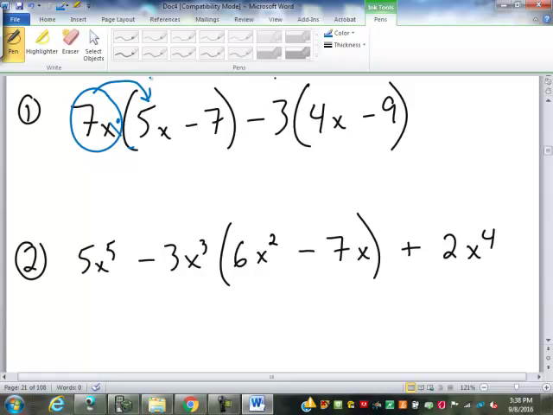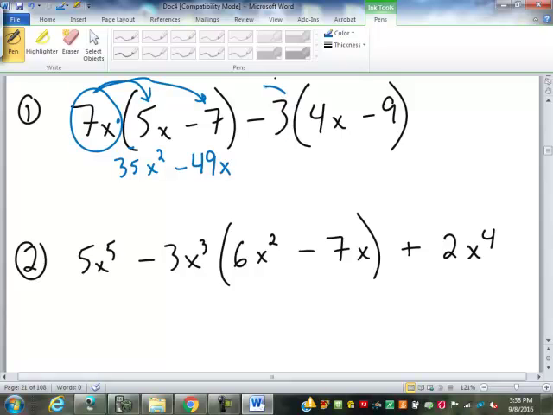So 7x times 5x is 35x squared. Perfect. x times x is x squared. Then we have 7x times our negative 7, which is negative 49x. 7 times negative 7 is negative 49. Then there's nothing to multiply the x, so it's just x.